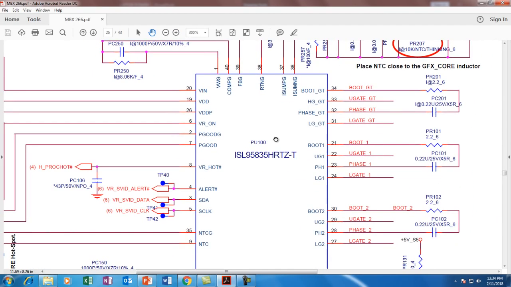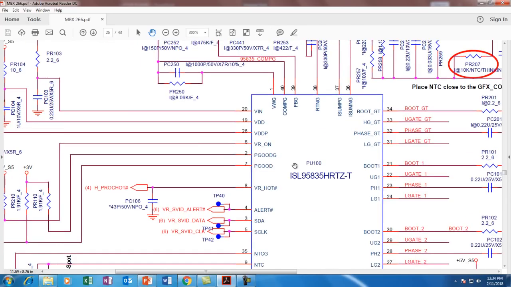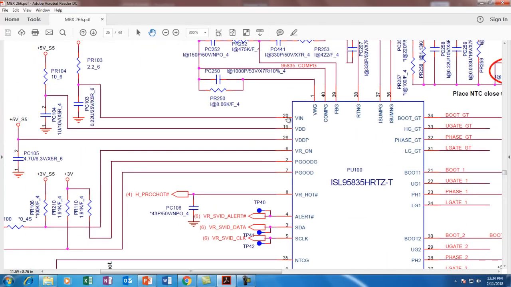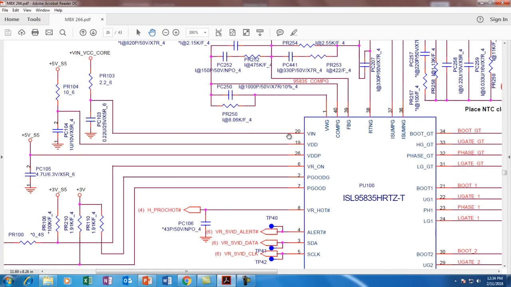You can see this chip is ISL 95835, and you have to check pin number 20, 18 volt, then pin number 19, 5 volt, and pin number 26, 5 volt. These are the three input powers to this chip. Sometimes there are only two powers, that is VIN and VDD or VCC. So 18 volt and 5 volt, and in the latest motherboards there is only VCC voltage, that is 5 volt only. So you have to check the pins according to the chip.